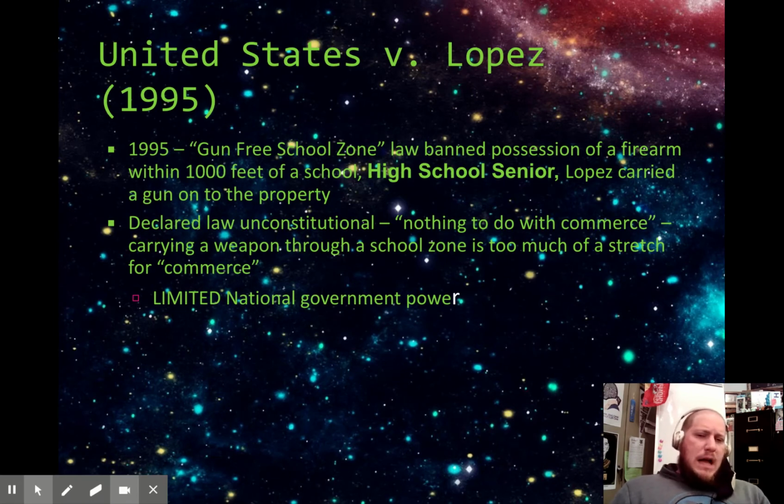So Lopez, who's a high school senior at the time, carries a gun onto the school property. And this is not for a school shooting. It is a disassembled weapon that he is essentially selling to somebody else at school. He's found in violation of the act and is sentenced to prison. He ends up suing, and it makes it all the way to the Supreme Court.